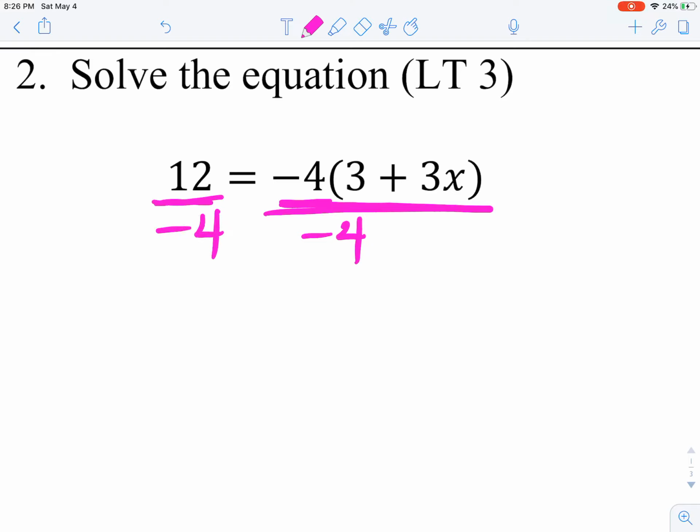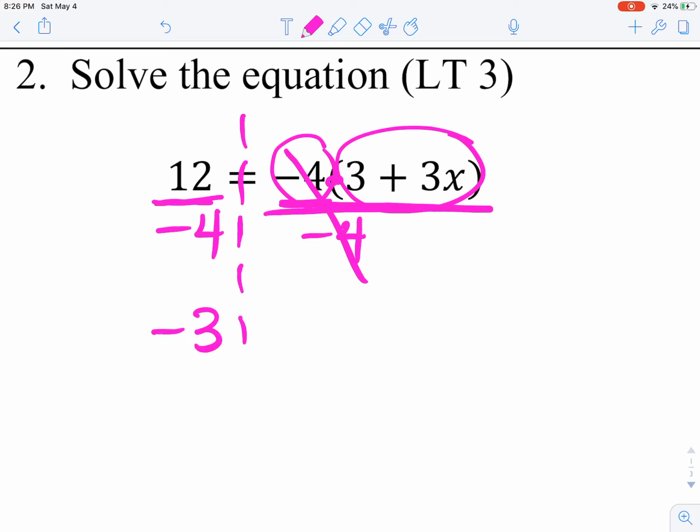I'm going to divide both of these sides of this equation, which I forgot my dotted line, my number one cardinal rule, and it's going to cancel out here because that is a multiplication problem. If it's addition, you can't just divide by. But since we are multiplying two quantities, and I want to divide by one of them, I definitely can cancel it out. And what that's going to leave me with is -3 equals 3 plus 3x.